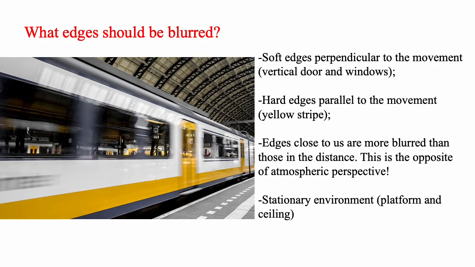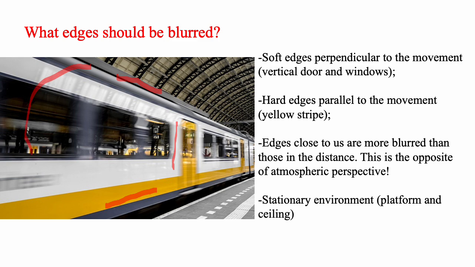For this moving train, the vertical yellow door and the windows are blurred horizontally because these edges are perpendicular to the train's path. In contrast, the long yellow stripe and the roof line remain relatively sharp because they're parallel to the direction of the travel.